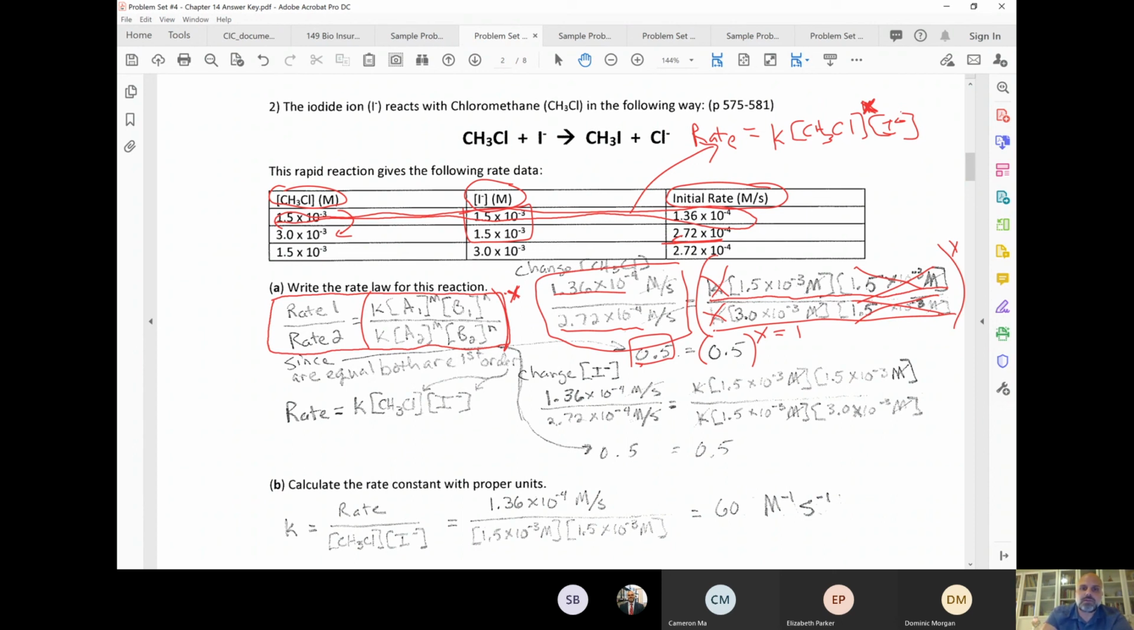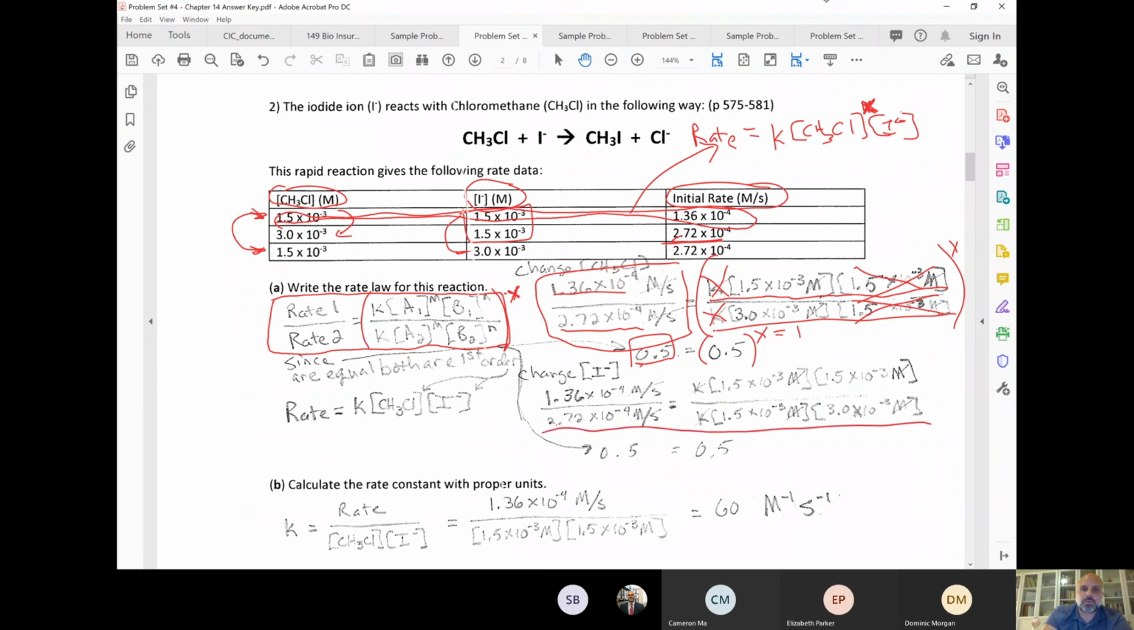All right, so then you do the exact same thing now for lines 1 and 3, not lines 2 and 3, because in lines 1 and 3 we're holding the concentration of the CHCl3 the same, and we're changing the concentration of the I minus. So you do the exact same thing for that.